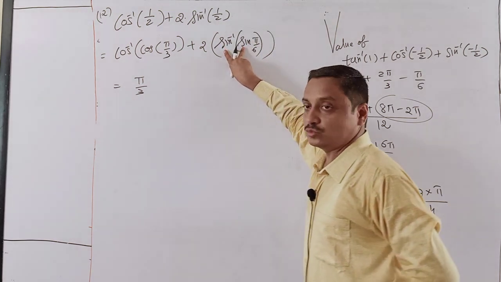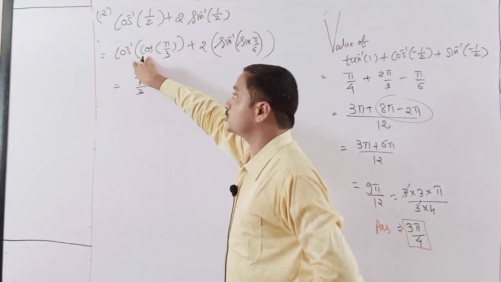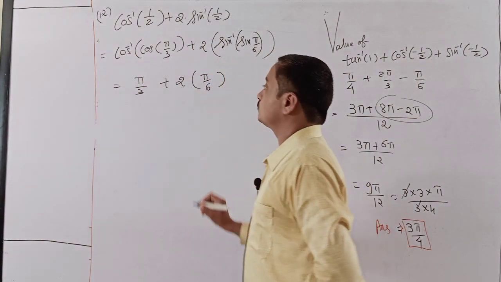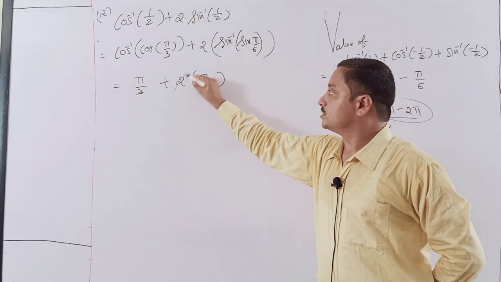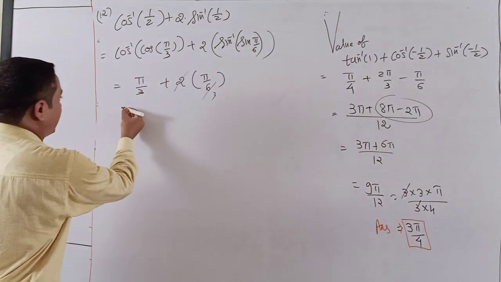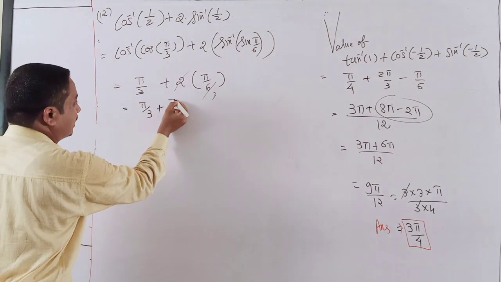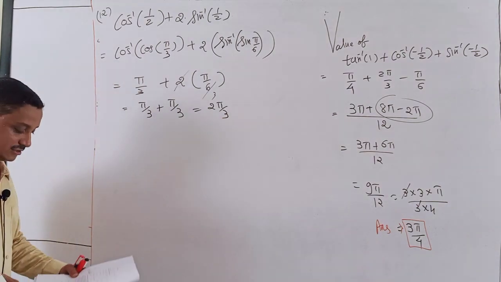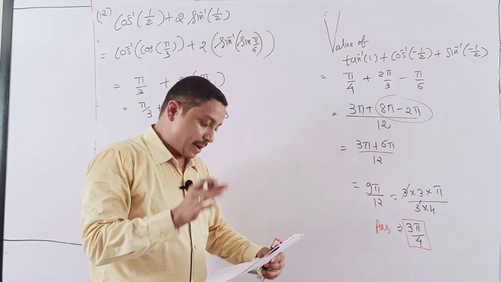Now these and this remove. Similarly here cos and cosine. So you just get 2 times pi by 6. Again 2 1s are 2 3s are gone. Only and only I have pi by 3 plus pi by 3. We get 2 pi by 3. And you are happily done our question number 12.